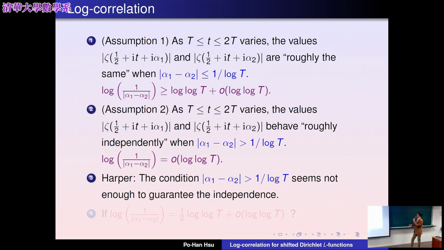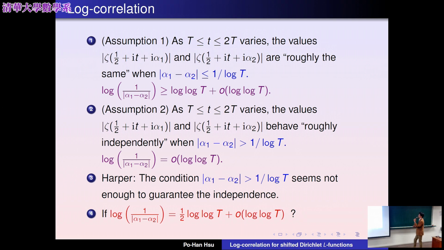Actually, this is another motivation for our project. Try to understand what Harper means by this, because apparently he has a contradiction. We want to make the condition for being independent more clear. And it turns out the benefit of using this violet assumption is clear when we consider something like this.